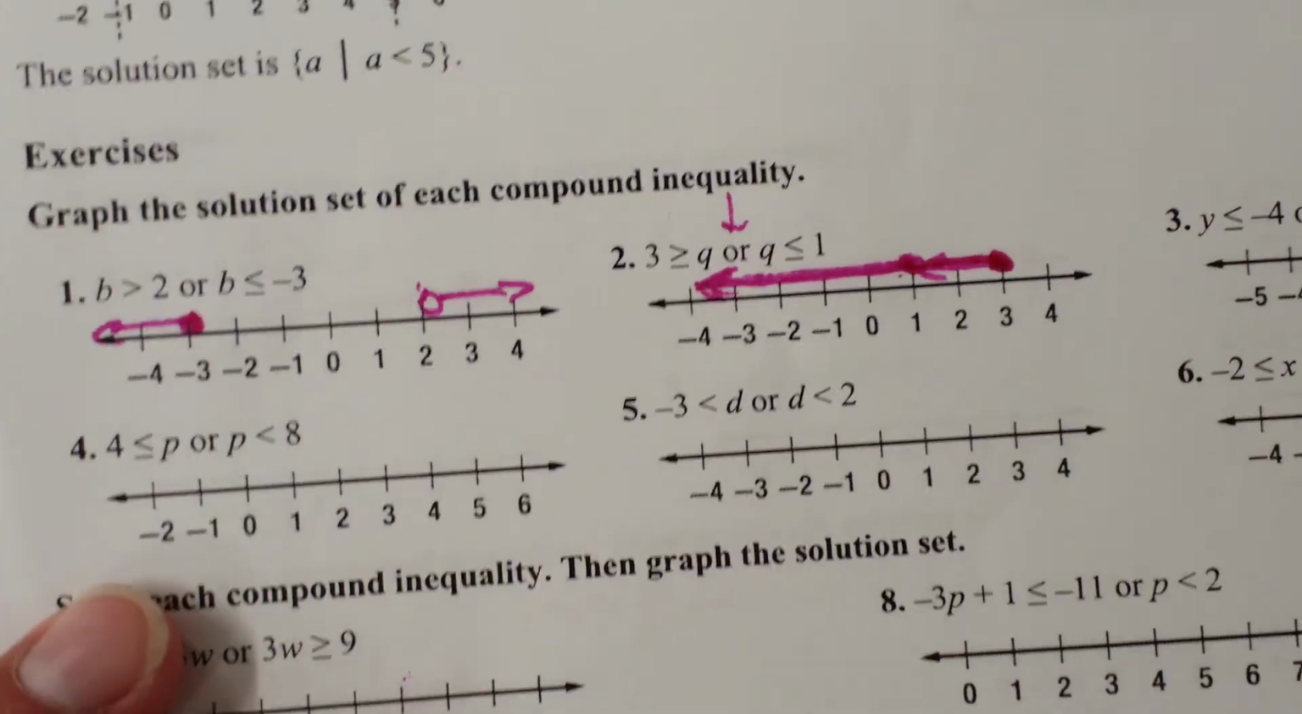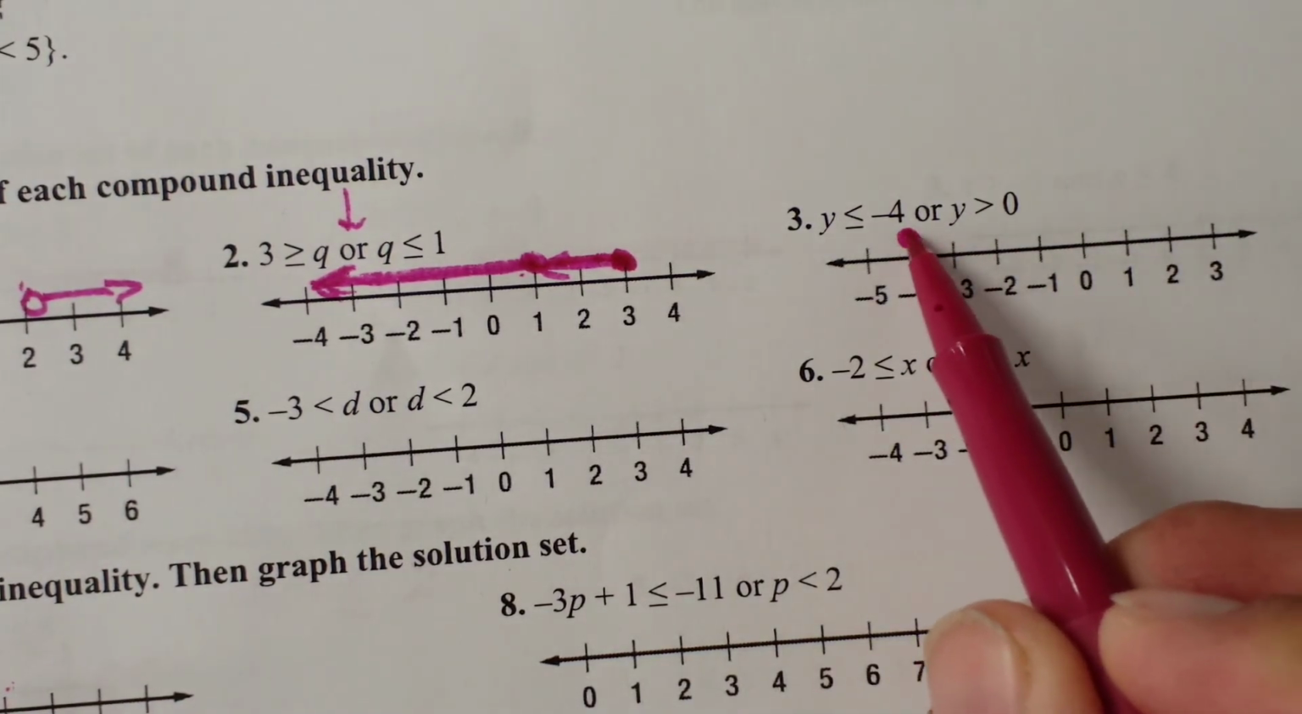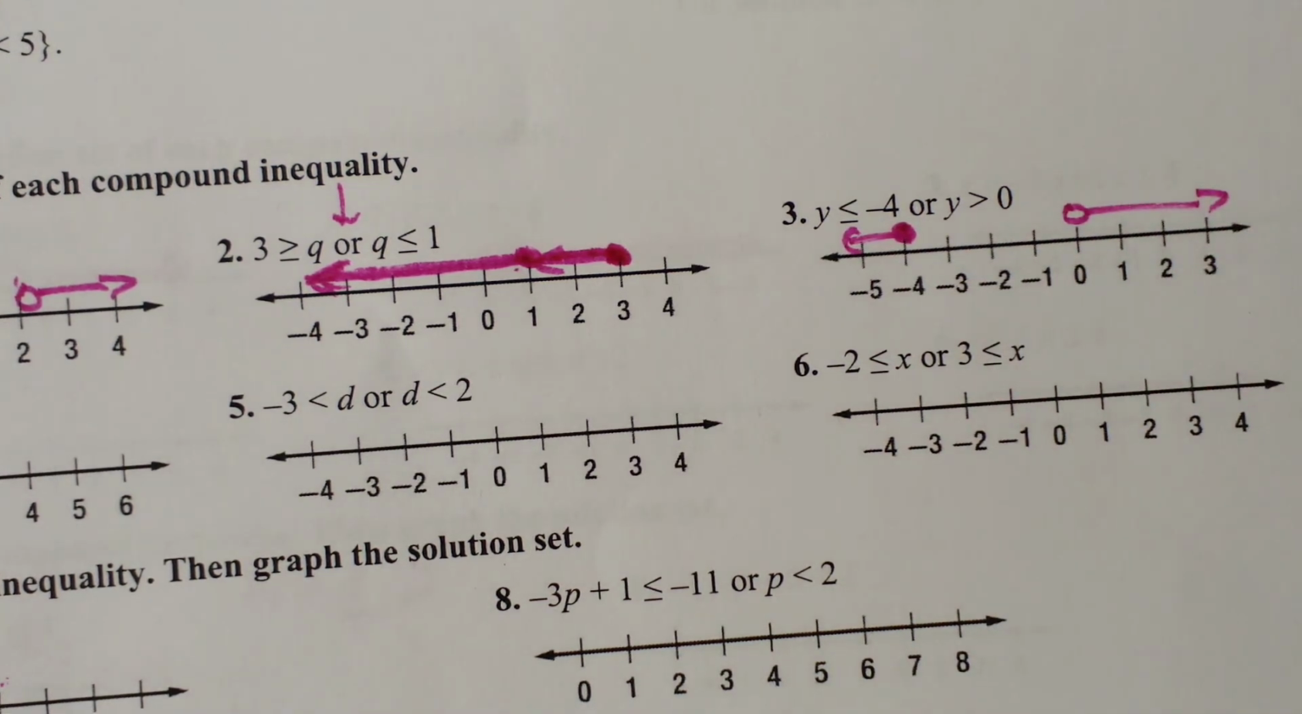Okay. Look at number 3. Y is less than or equal to negative 4, or Y is greater than 0. Easy peasy.